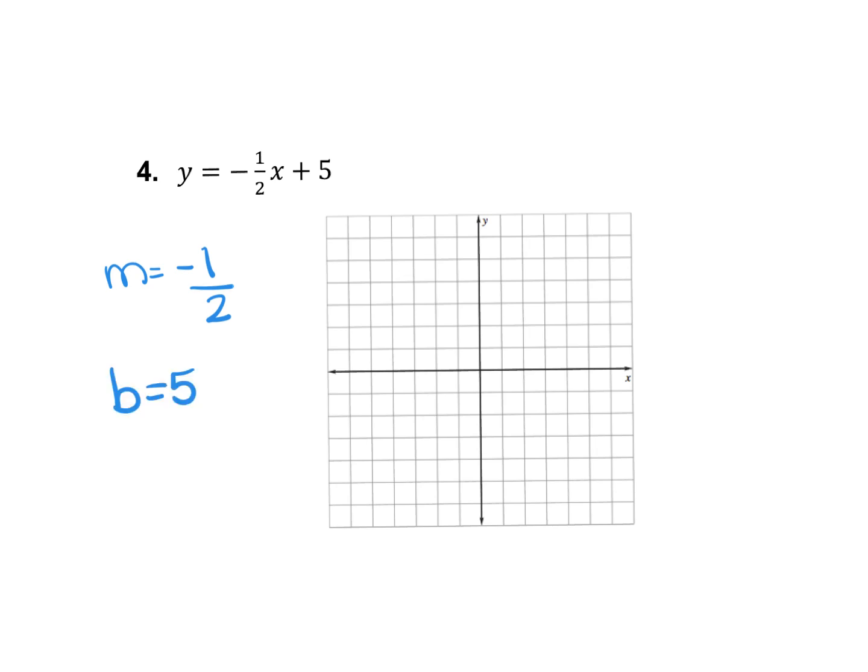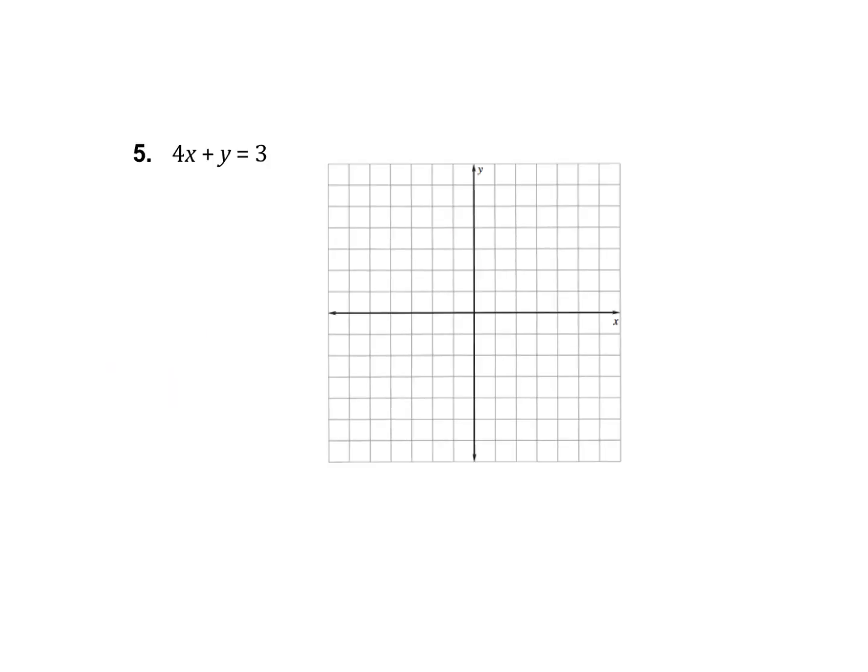All right, so hopefully you found that the y-intercept is 5. So the first thing we did was plot the 5. And then from there, we should have the slope that goes down 1 and then over 2. And then you would connect your dots to form the line.